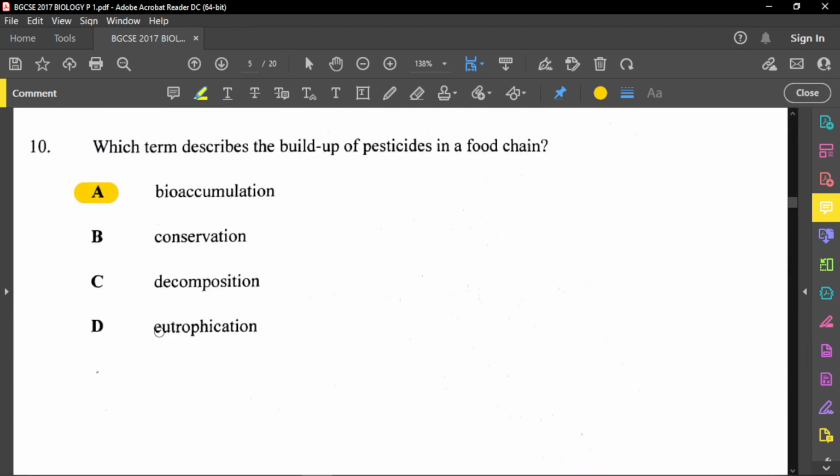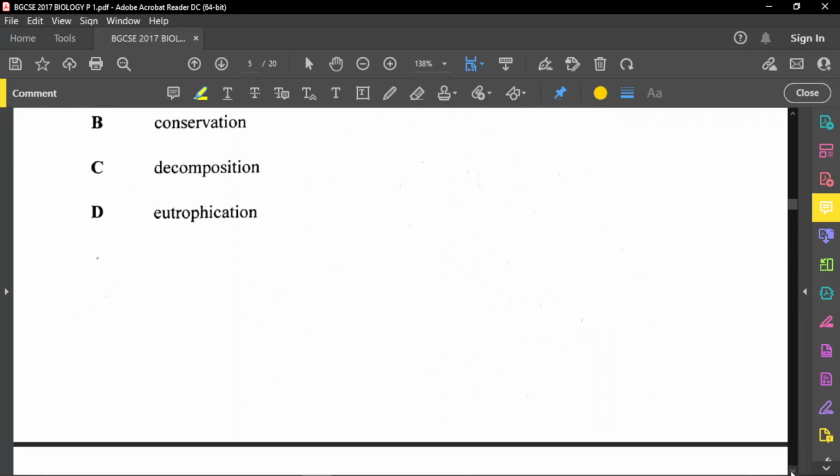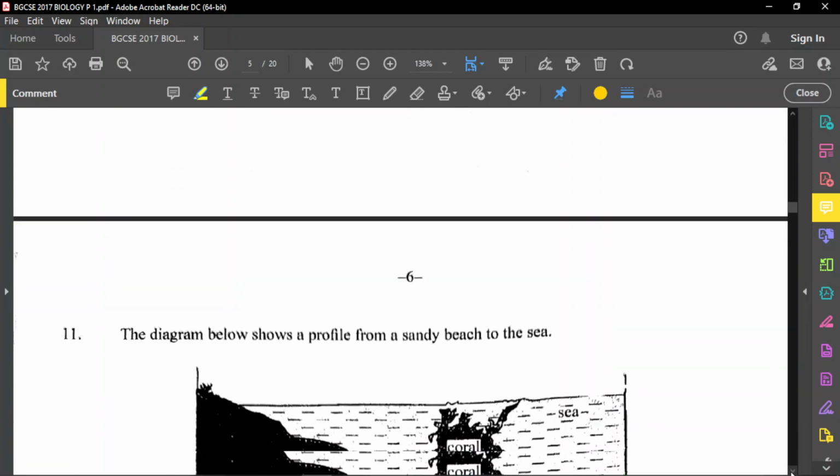Eutrophication, please note, you need to remember that term. It's a term that is really frequent on the examinations. Eutrophication is the excess growth of algae in water due to the dissolving of nutrients. That could be caused by sewage and also fertilizers, especially near farms or near sewage treatment plants, or anywhere that they dump sewage in the water.